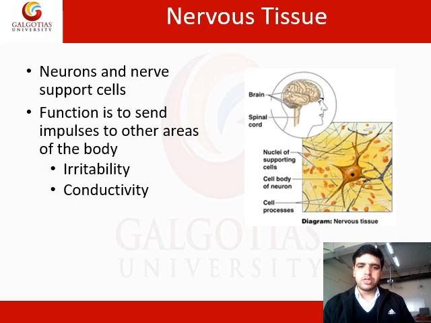Last type of tissue is nervous tissue. The components of nervous tissue are neurons and nerve support cells. Its function is to send impulses to the other areas of the body, and it helps in the irritability and conductivity within the entire body. So basically, when a signal is transmitted from a particular portion of the body to the brain, it helps in the irritation of that area, so that a stimulus can be generated and transferred to the brain. In the same way, the brain interprets the signals and sends signals back, and the area can be irritated and function properly.